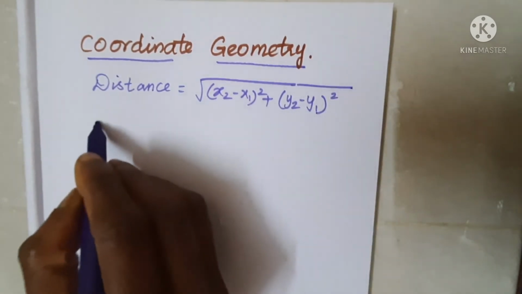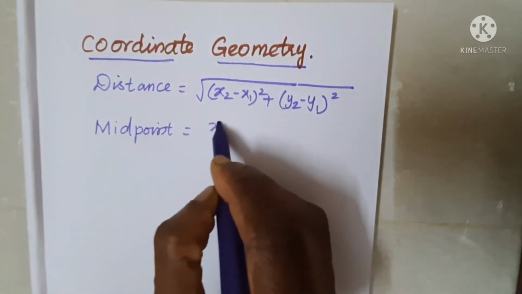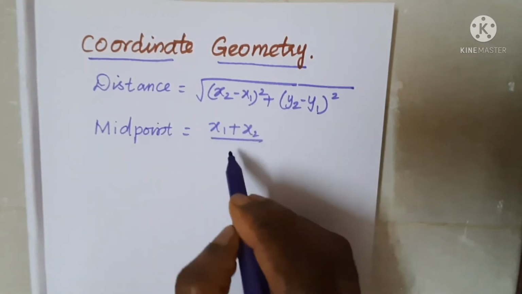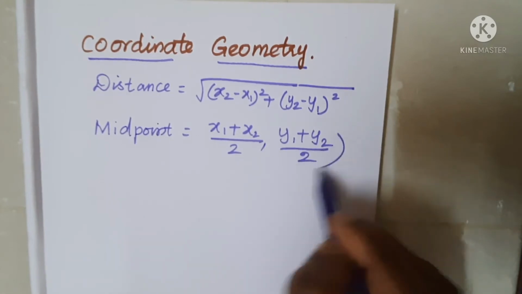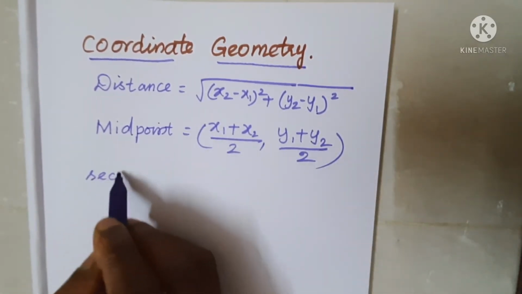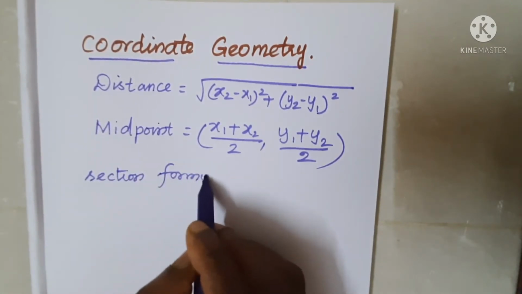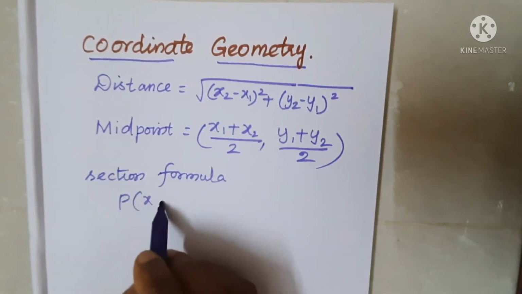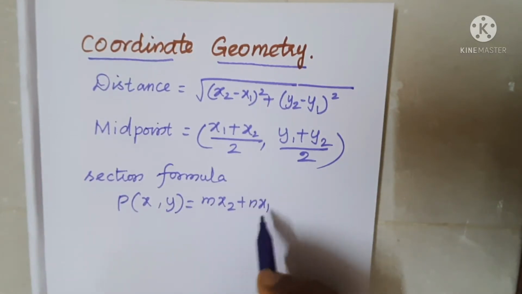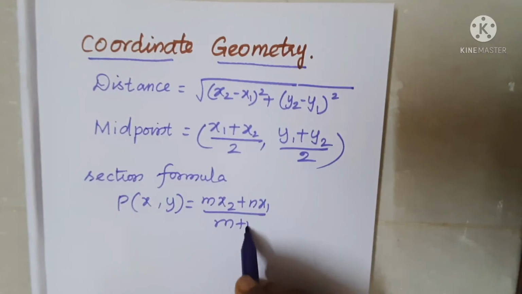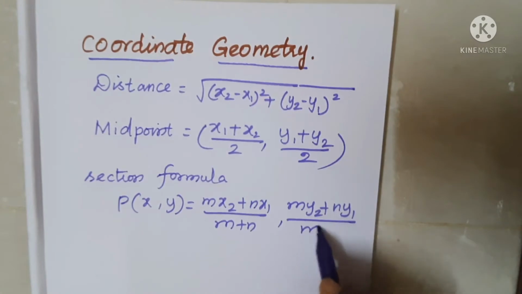Then midpoint. Midpoint is equal to (x1 plus x2 by 2, comma, y1 plus y2 by 2). Then the section formula. Take it as P of x comma y. By the section formula, P of x comma y is equal to (mx2 plus nx1 by m plus n, comma, my2 plus ny1 by m plus n).